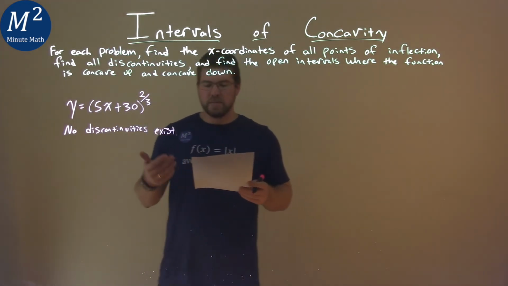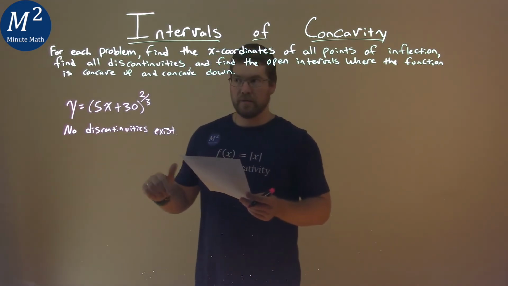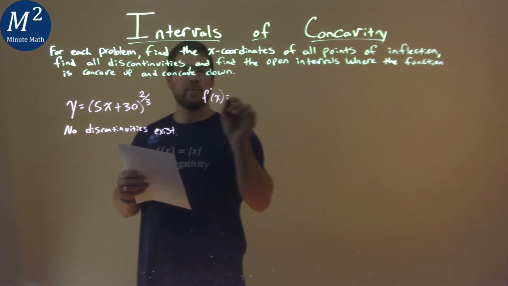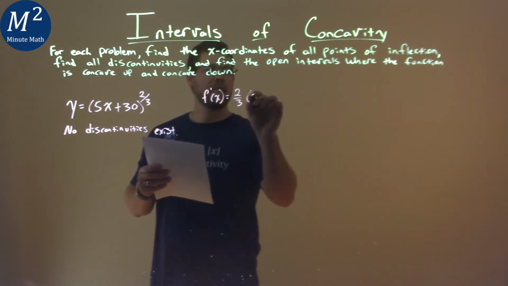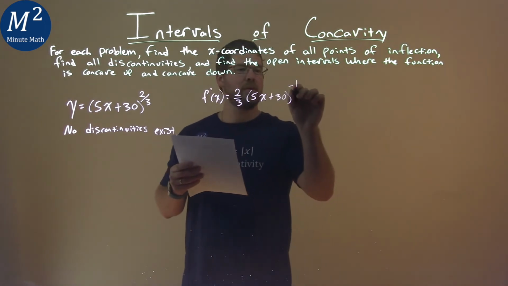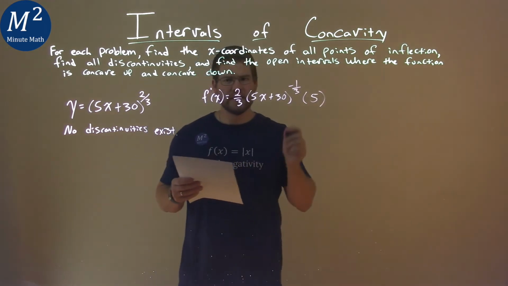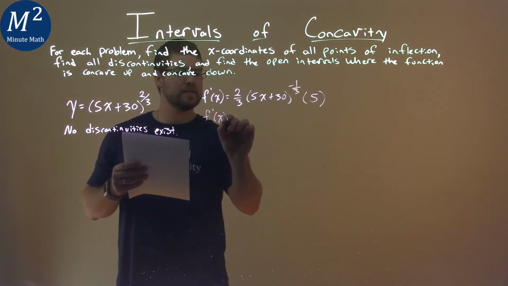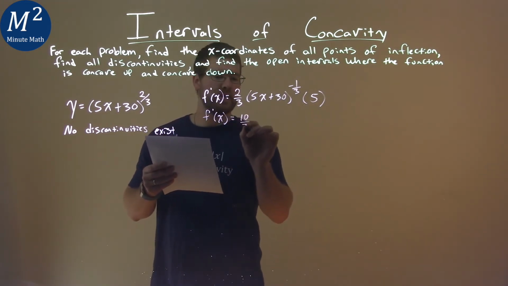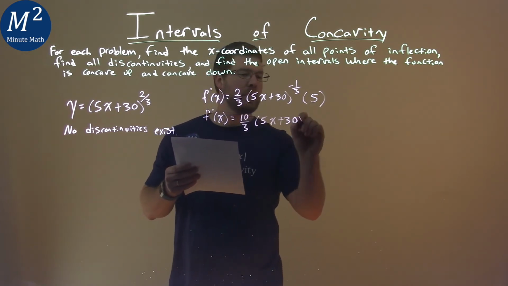Now, to find my inflection points and where we're concave up and concave down, we need to find the second derivative and do the second derivative test. So let's find the first derivative first. F prime of x, power rule, 2/3 comes down, keep the inside, 5x plus 30, subtract the exponent by 1, we have a -1/3, multiply by the derivative of the inside, 5. Simplifying, I'm going to keep the exponent negative: 5 times 2/3 is 10/3, so f prime of x is 10/3 times (5x plus 30) to the -1/3 power.